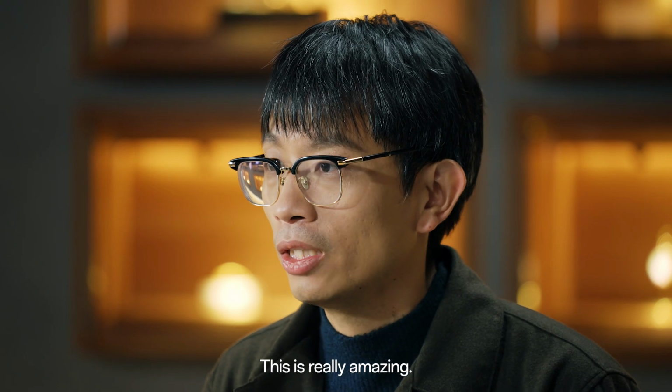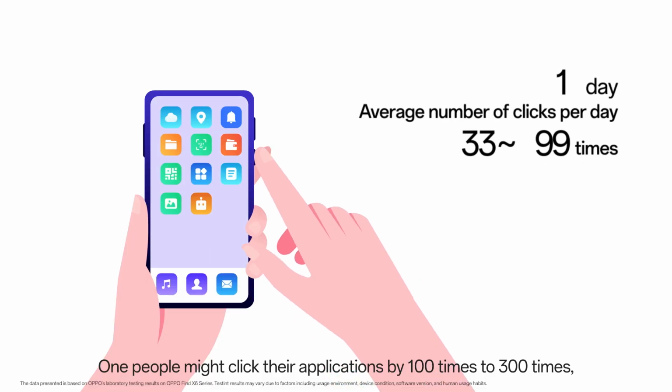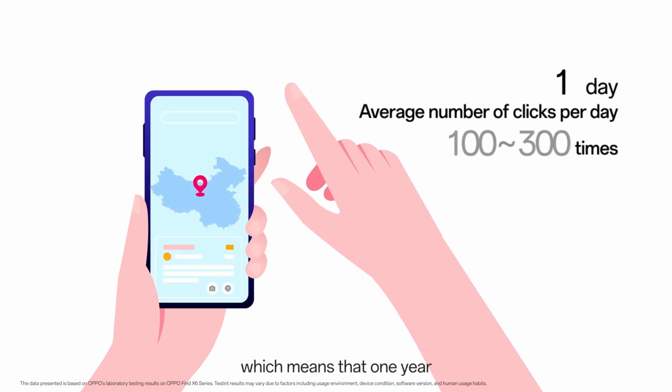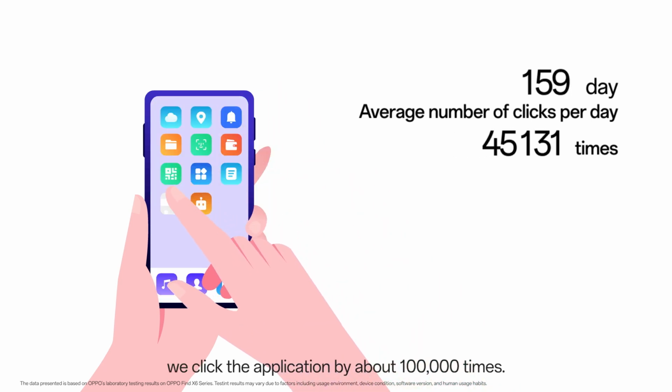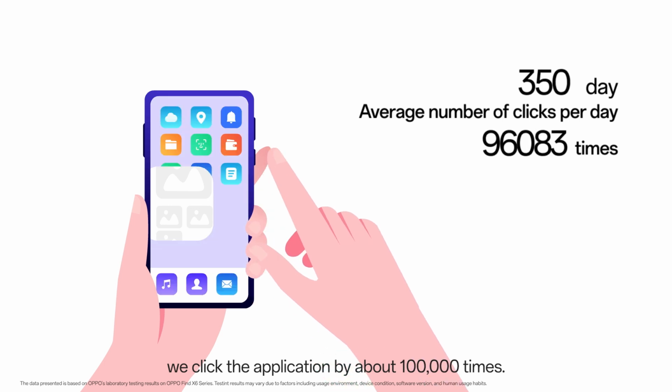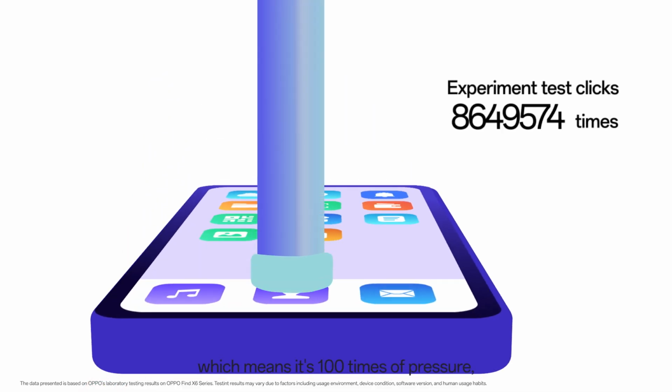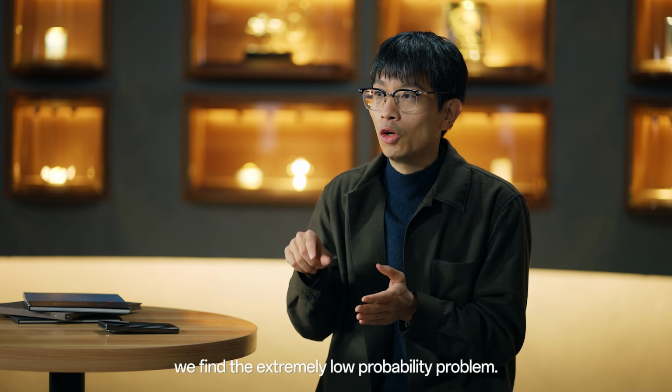This is really amazing. One person might click applications 100 to 300 times a day, which means in 1 year we click applications about 100,000 times. We test tens of millions of times, which means it's 100 times the pressure, so that we can make sure that we find the extremely low probability problems.